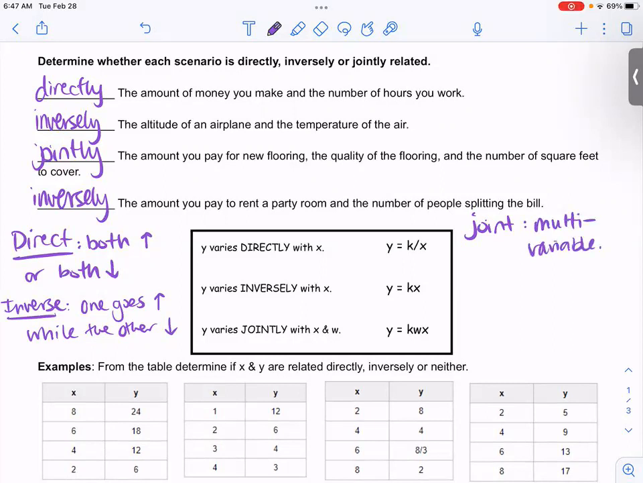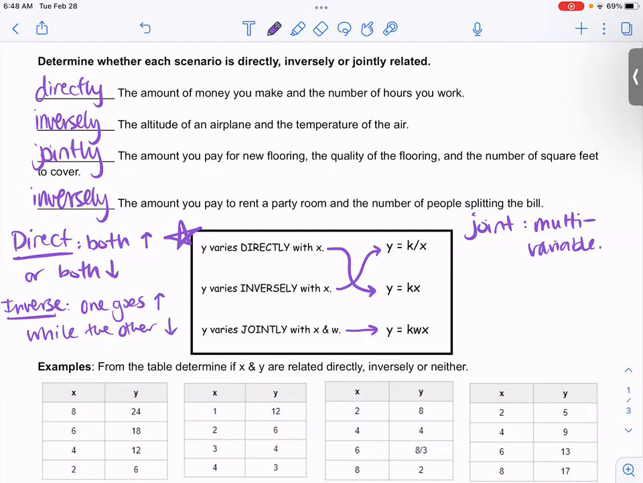So these three equations in the middle of the screen are going to show you how these situations are related. This is the algebra piece that we'll use today throughout this video. So these are your three equations. y equals k times x is going to be matched up with direct. So draw an arrow to that so you can see how y varies directly with x. If y varies inversely with x, then y equals k divided by x. And then if y varies jointly with x and w, you have the multivariable one, y equals kwx.